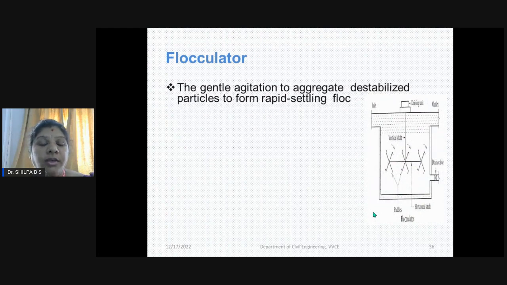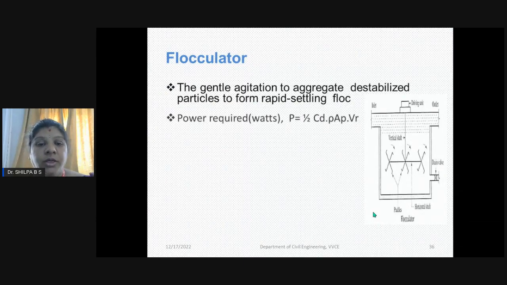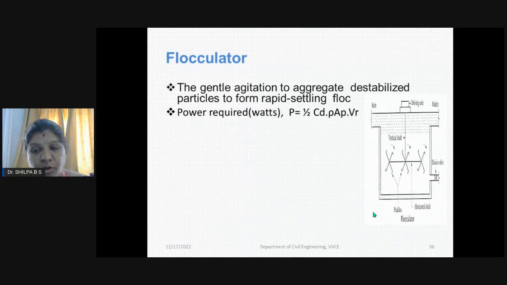And the flocculator: gentle agitation to aggregate the destabilized particles to form a rapidly settling floc. By increasing the size of the floc, we can make that floc rapidly settling. That process we call flocculation.